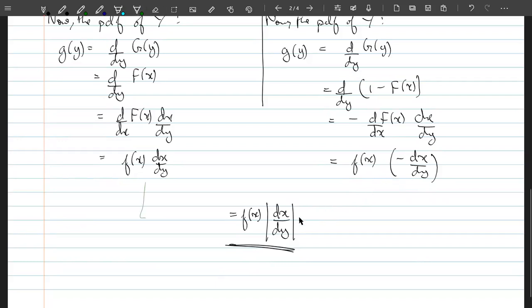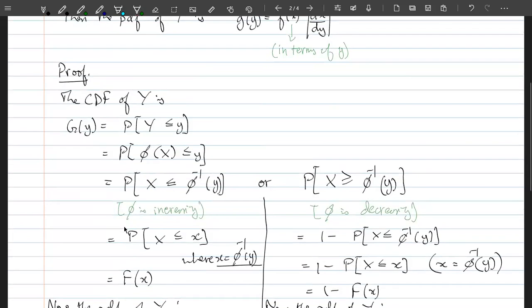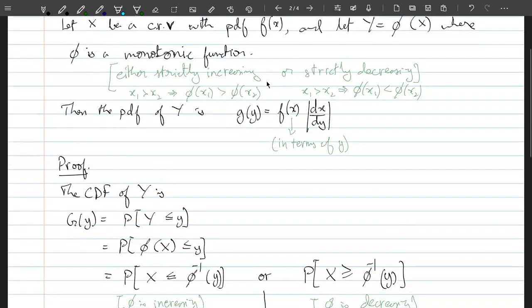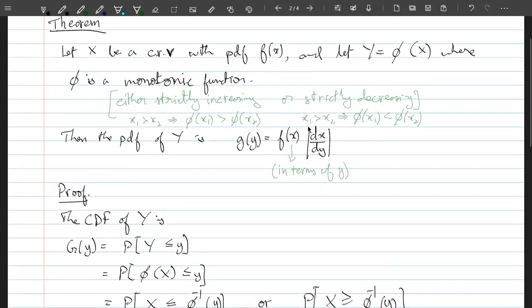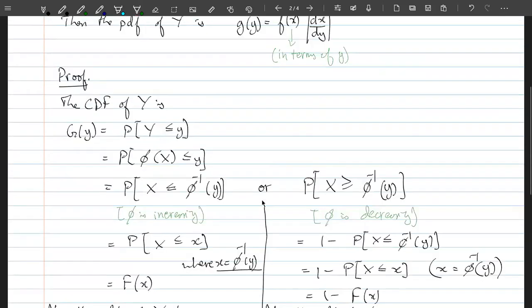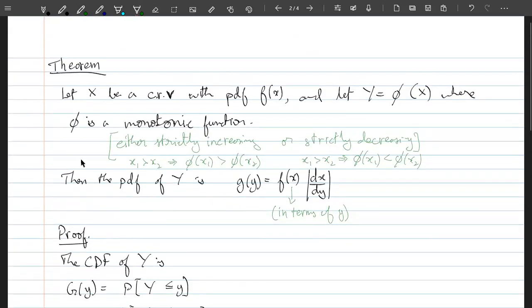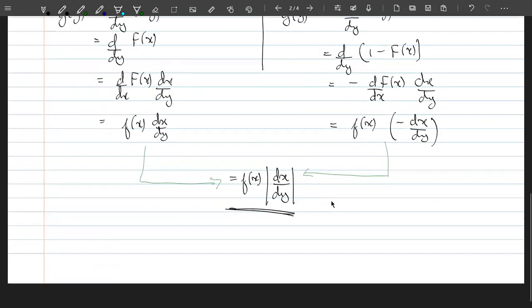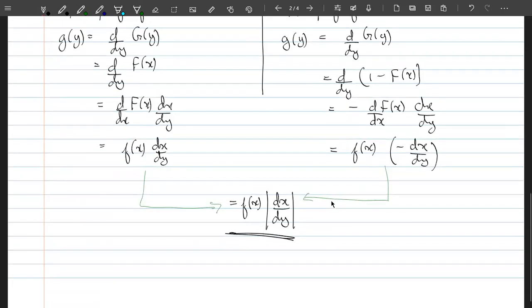So this is equal to this, and this is also equal to this from the two separate cases. Both of these are two different cases according to our assumption of two cases. Both of them lead to the same answer. That's how you prove this theorem. Okay. So now that we have this, we can apply this whenever we have a monotonic function.